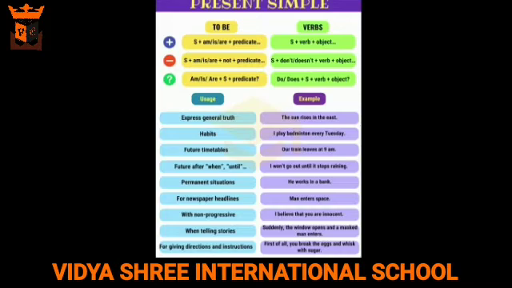Now let us see where we use the present simple tense. It is used to express general truth. For example, the sun rises in the east. Here we have used rises, that is the simple present form of the verb, because it is expressing a general and universal truth. Present simple tense is used to show habits.